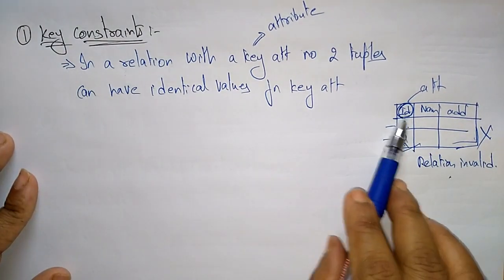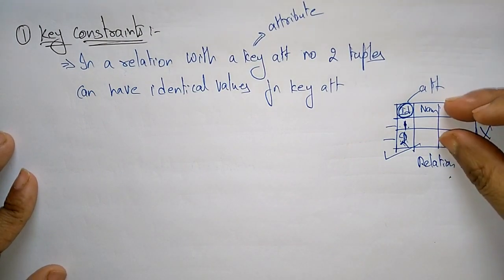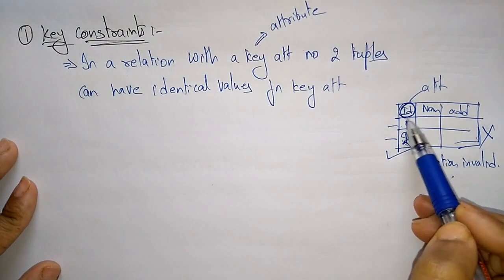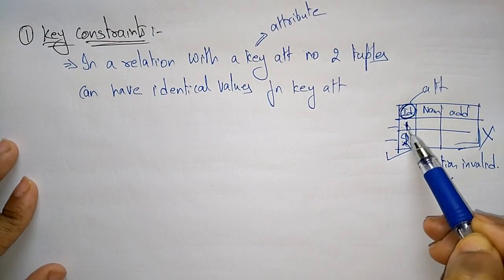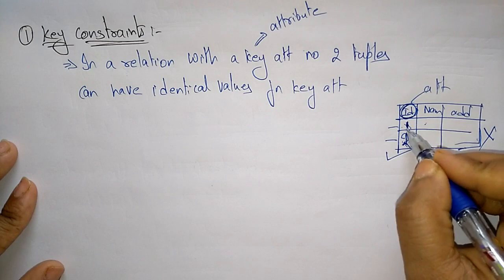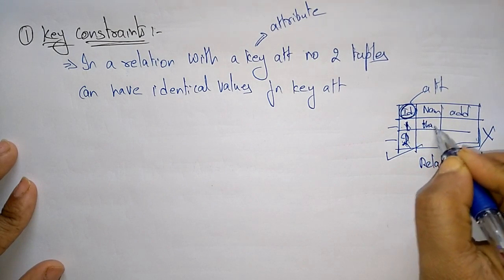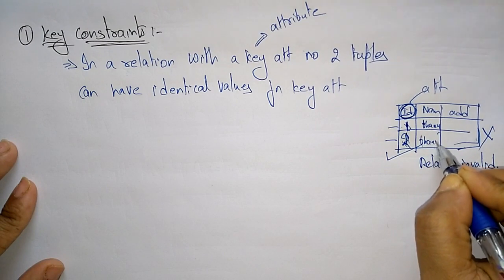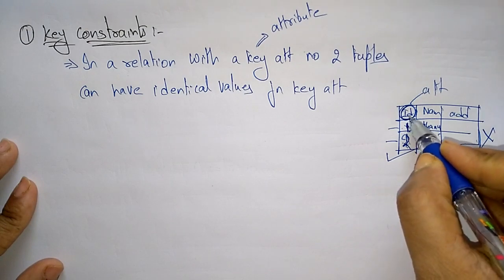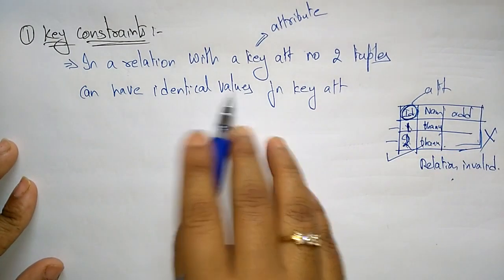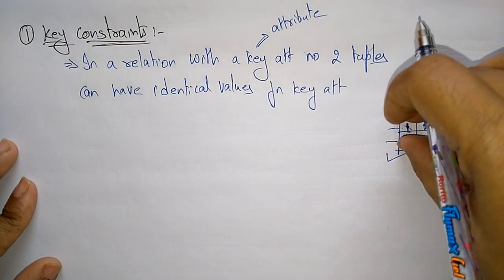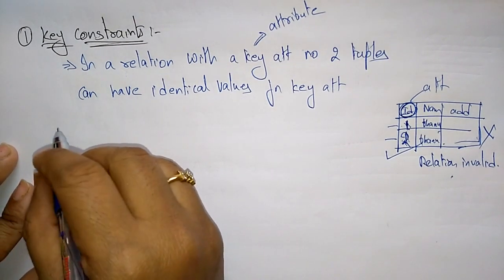If you want to check based on the key constraint, I am checking whether my relation table is valid or not. So in a relation with a key attribute, no two tuples can have identical values for the key attribute. Only for the key attribute. ID1 is having the name Bhanu, and at the same time ID2 is having the same name Bhanu. So the other attributes may be identical, but for the key attribute, no two tuples can have the same values. We are just checking this attribute. So that is the first constraint.